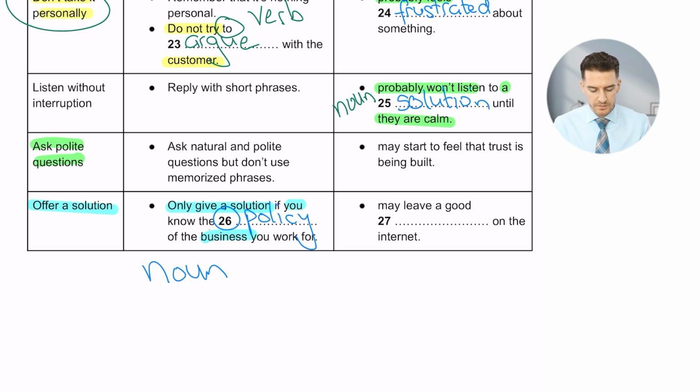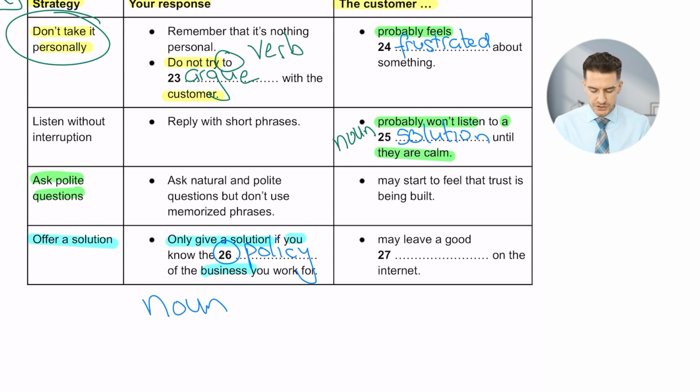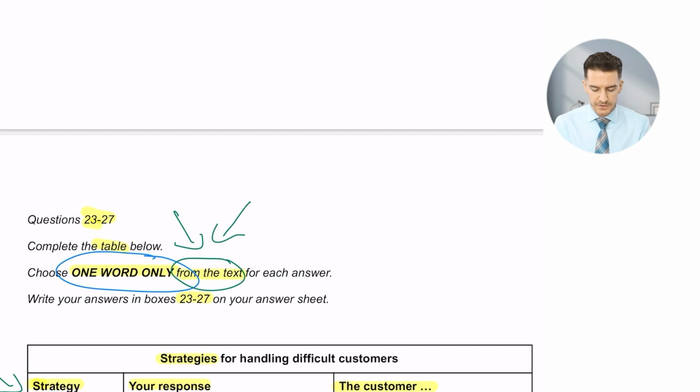And this is another example of how in the text and the question, they'll have different words. So here we had business, and then up in the question, where is it? We had company. Okay, so always be thinking of synonyms. So let's go back and do the last question now. Remember, this is about the customer. So the customer may leave a good something on the internet. So after "a", we need to have a noun. So we're looking for a singular noun, and it's something that the customer might do on the internet. So let's go back up and see if we can find that.